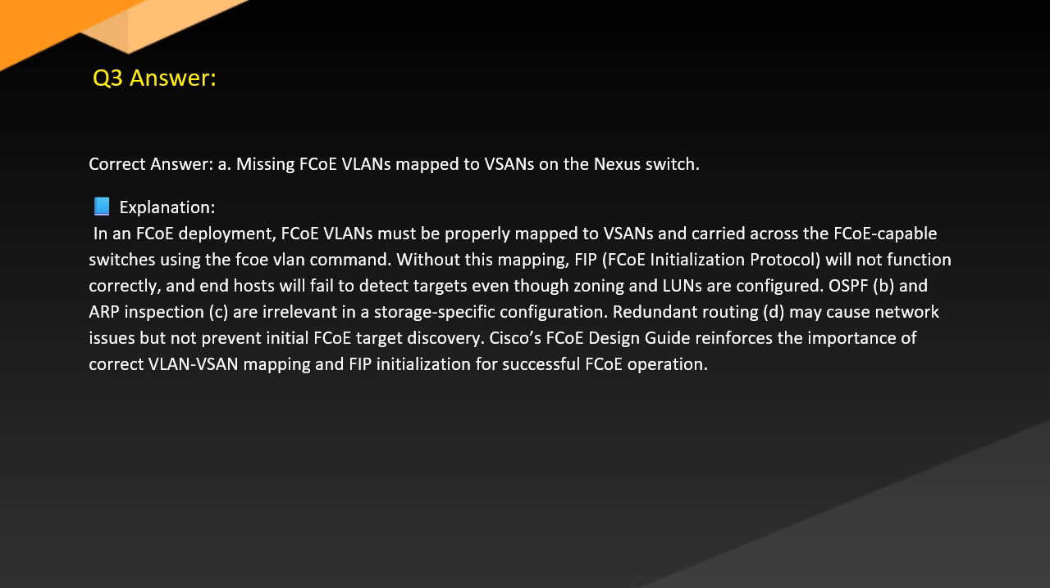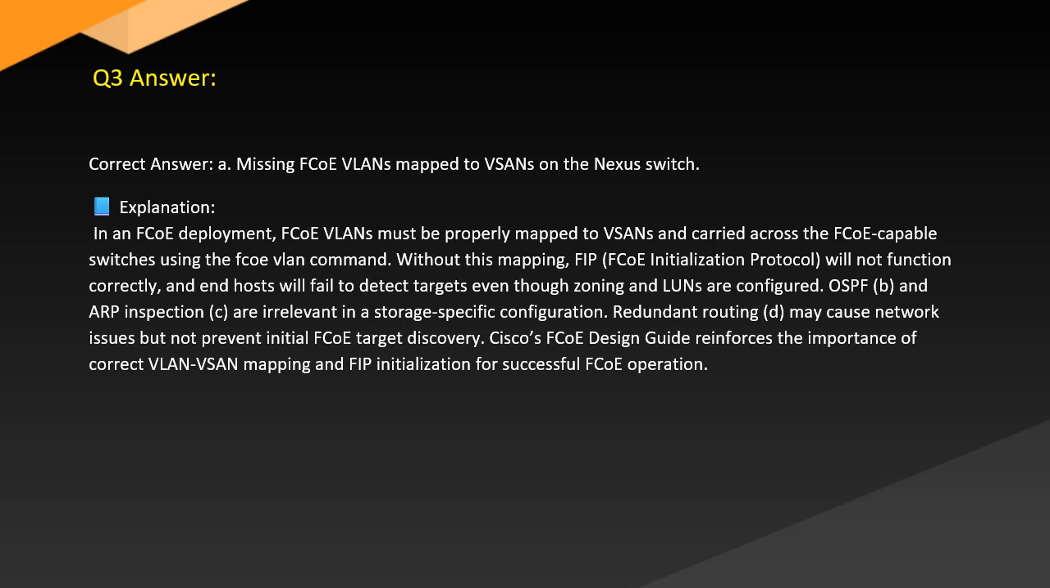Answer. Correct answer A. Missing FCoE VLANs mapped to VSANs on the Nexus switch. Blue Book explanation. In an FCoE deployment, FCoE VLANs must be properly mapped to VSANs and carried across the FCoE-capable switches using the fcoe vlan command. Without this mapping, the FCoE initialization protocol will not function correctly and end hosts will fail to detect targets even though zoning and LUNs are configured.